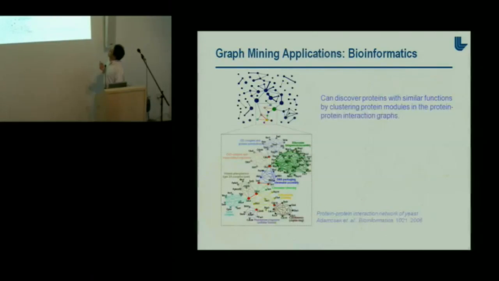Graph mining is also used in bioinformatics. This is a protein-protein interaction graph, and there's an algorithm called community finding. What it does is find clusters of proteins that are closely, densely linked to each other. That means that if you know the function of any of the proteins, you can tell that this group of proteins probably does the same kind of function. So that's how they find out.